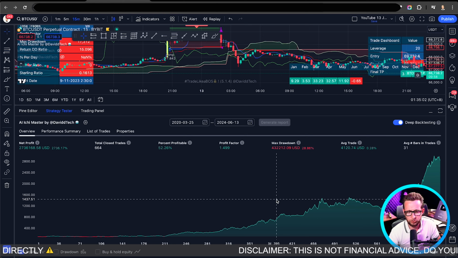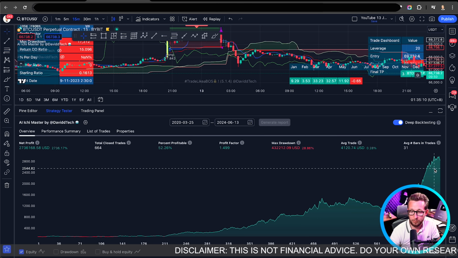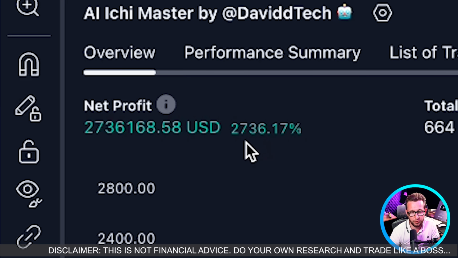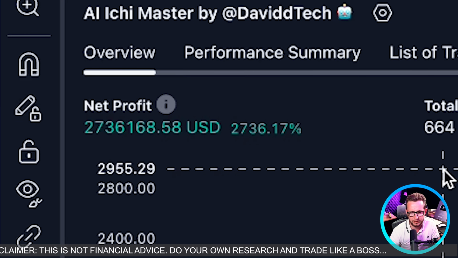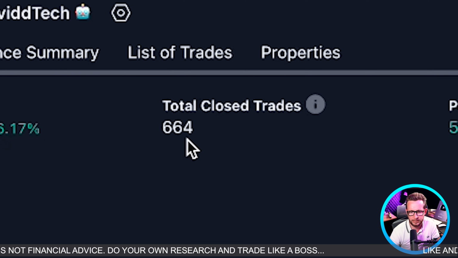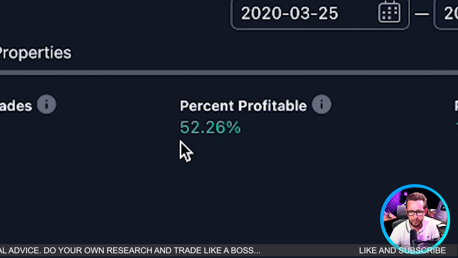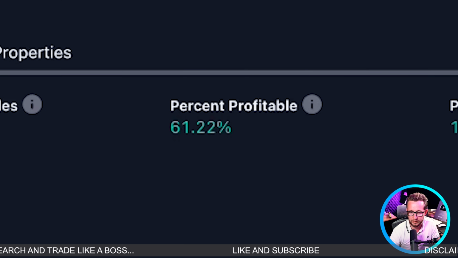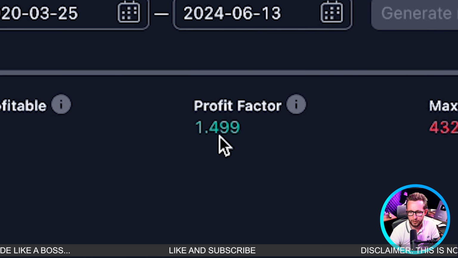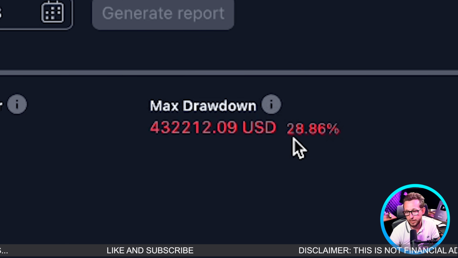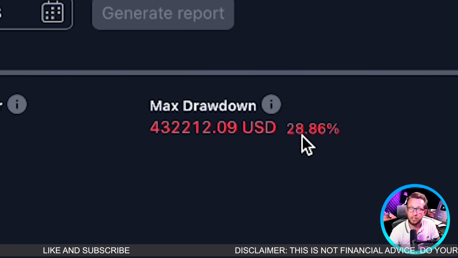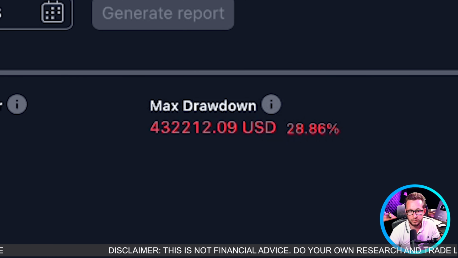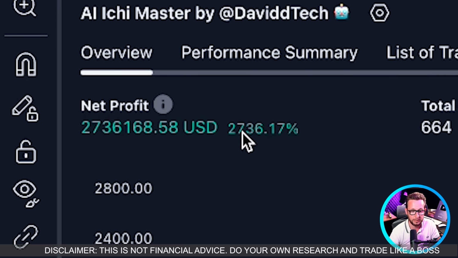This is a scalping strategy. I have also found another setup without the stiffness index, which I'll show you in a second. The net profit on this strategy is 2,736%. We have 664 closed trades. The win rate is 52%, currently 61% on the current local data. We have a profit factor of 1.49 and a max drawdown of 28%. Obviously guys, I'm using 10x leverage, so if you decrease the leverage, it will also decrease the max drawdown, but that will also decrease the net profit.